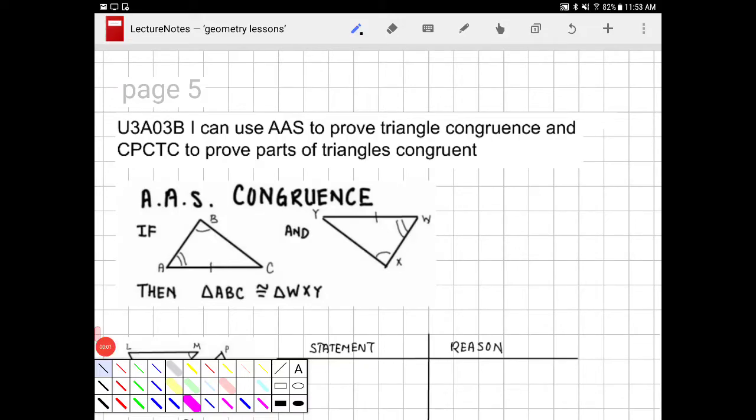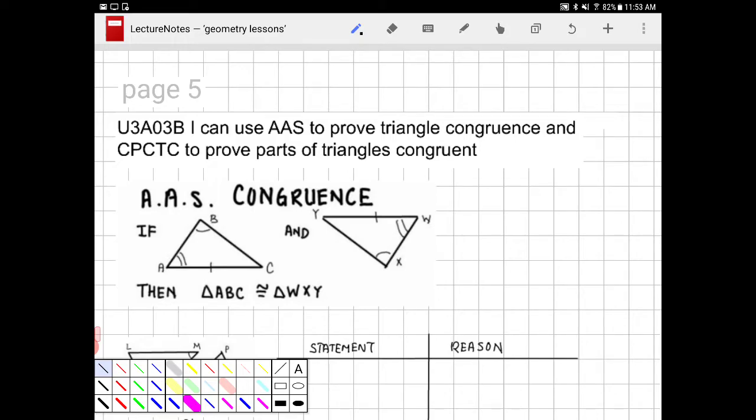This is lesson U3A03b. By the end of the lesson, you should be able to say: I can use AAS to prove triangle congruence and CPCTC to prove parts of triangles congruent. This is the fourth lesson that we've had in the lesson series where we are proving triangles congruent. And by now, this is going to be the fourth theorem that we have in our repertoire of tools to prove triangles congruent.